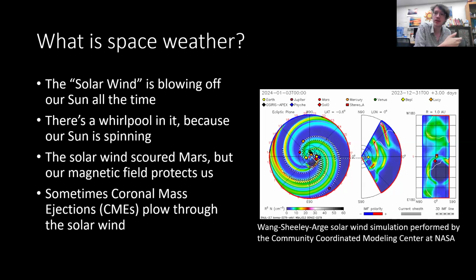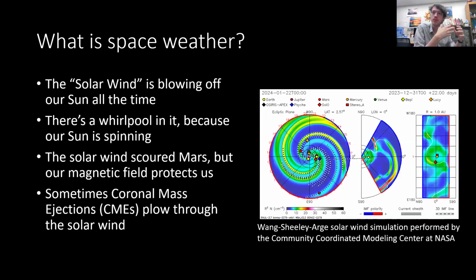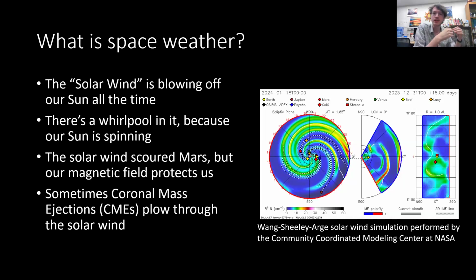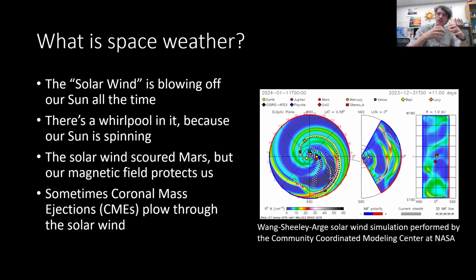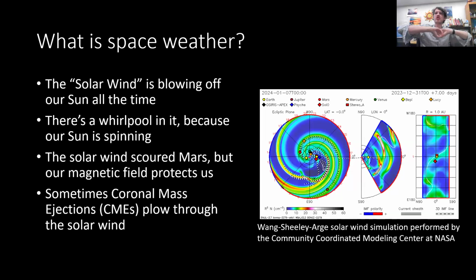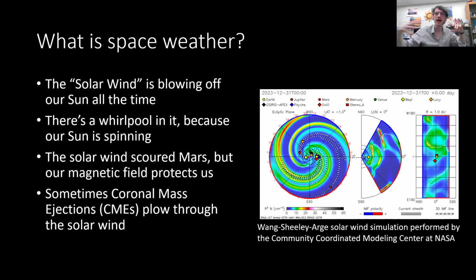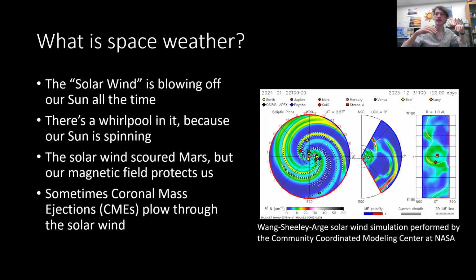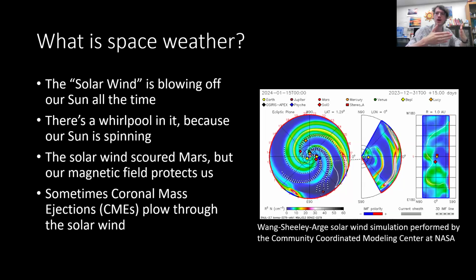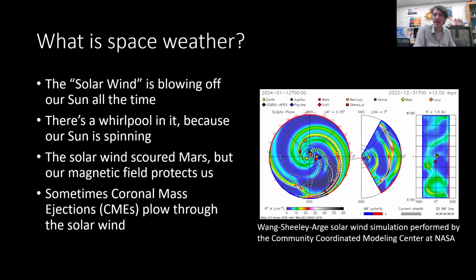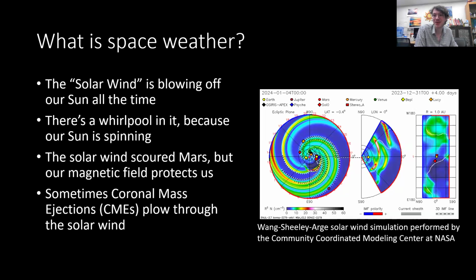And every so often, there's an explosion on the sun. There's one of these coronal mass ejections, CMEs. It's a bunch of particles that are hot and dense and like a mushroom cloud. They shoot off of the surface of the sun and they plow through this wind. They make this wake behind them, like a big boat going through water. And sometimes that hits us. So we want to know when that's going to happen.